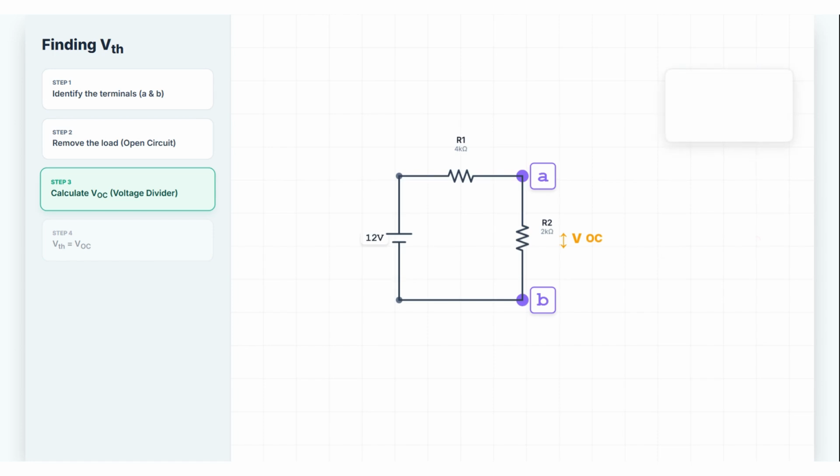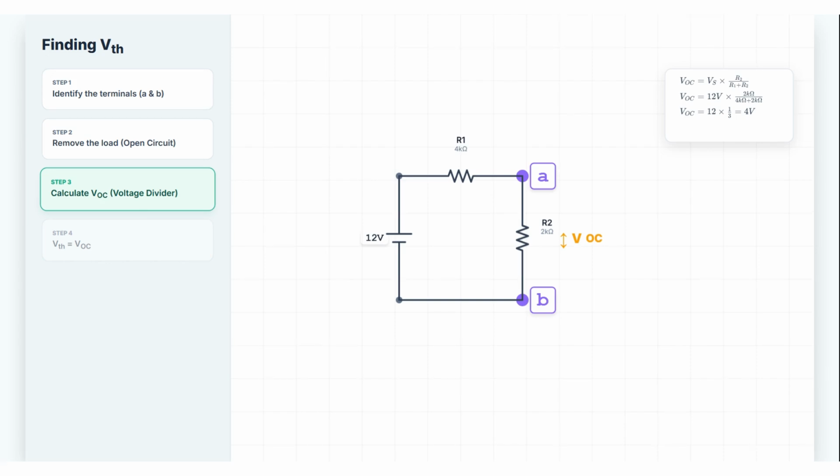Since RL is removed, no current flows through R2 to ground, so the circuit is just R1 and R2 in series across 12 volts. This is a simple voltage divider. VOC equals 12 volts times R2 divided by R1 plus R2. VOC equals 12 times 2K divided by 4K plus 2K.